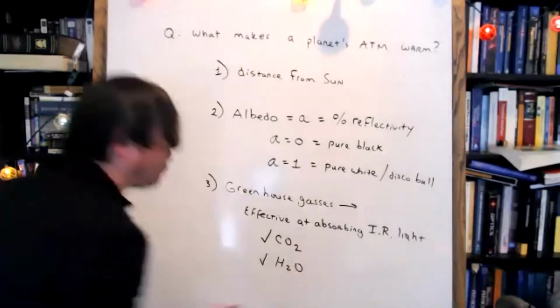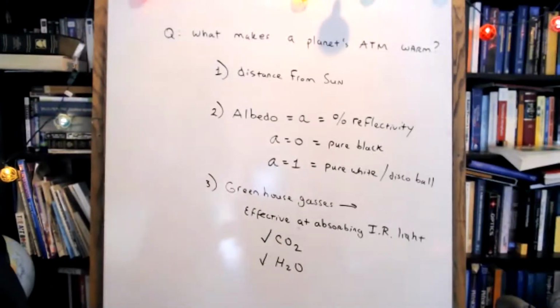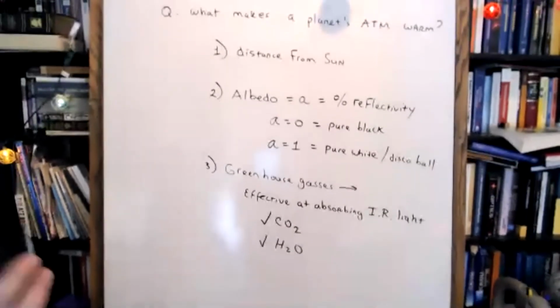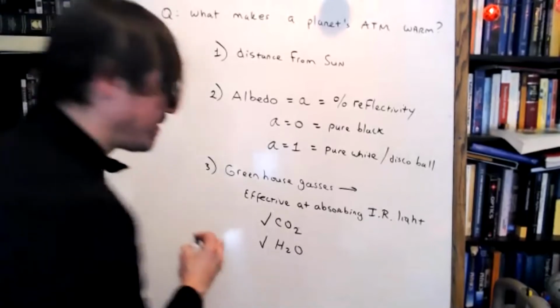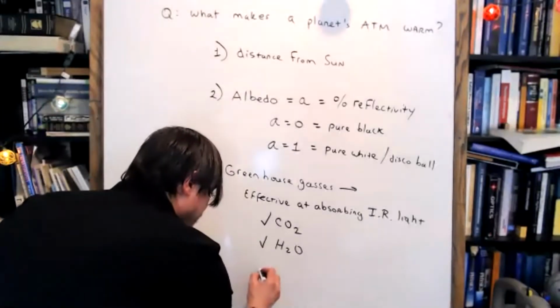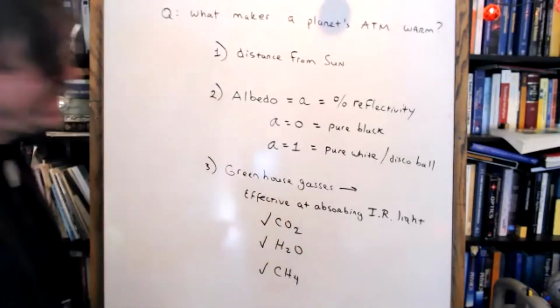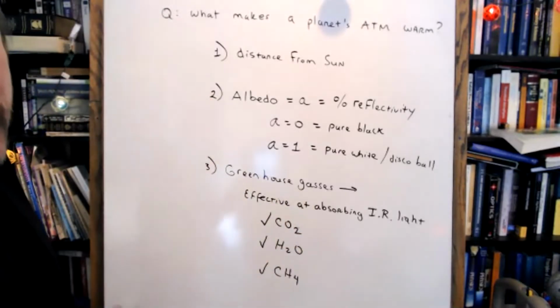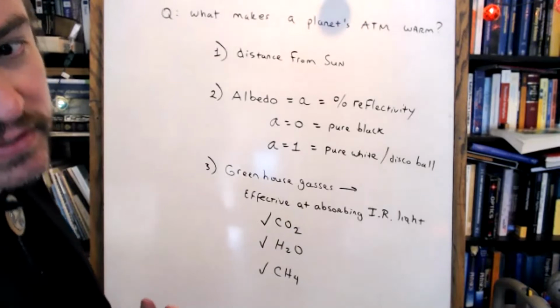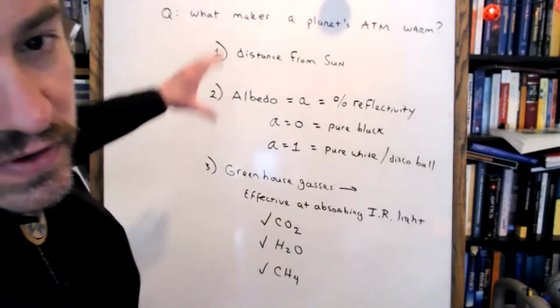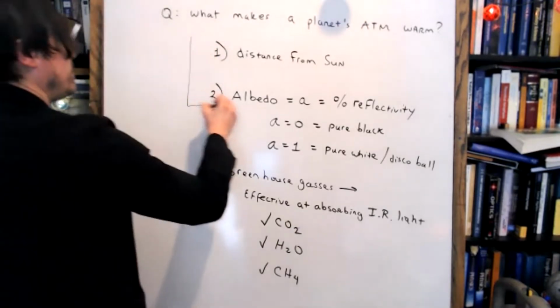Believe it or not, water is a very potent greenhouse gas. Clouds actually make the planet warmer. Methane to some degree as well. And there are others, but these are some of the big ones that matter for our own atmosphere and for the atmosphere of Venus and Mars. For a second, we're going to focus on these two factors.